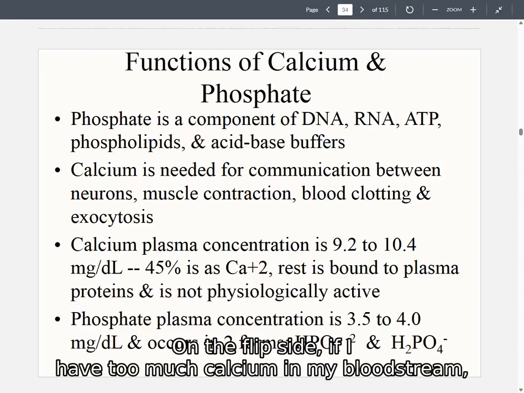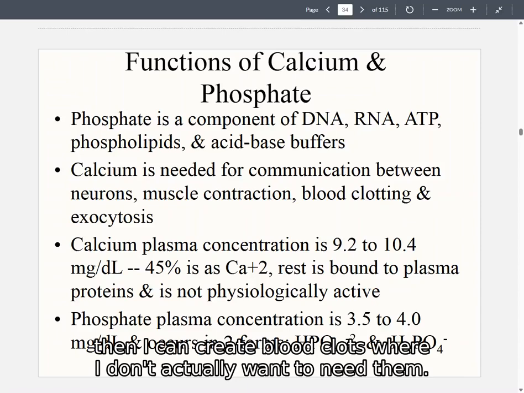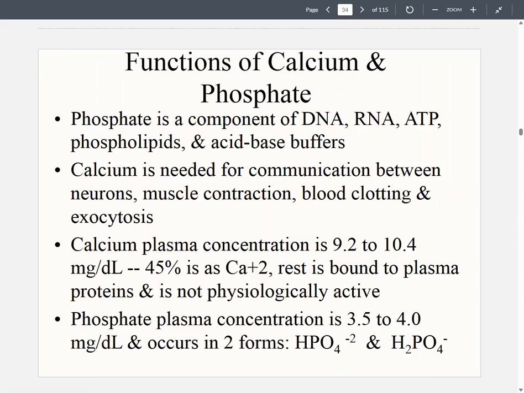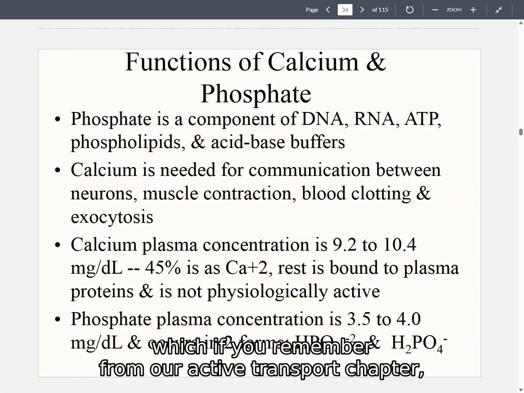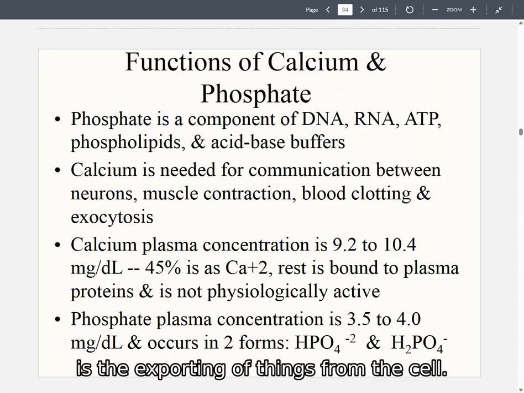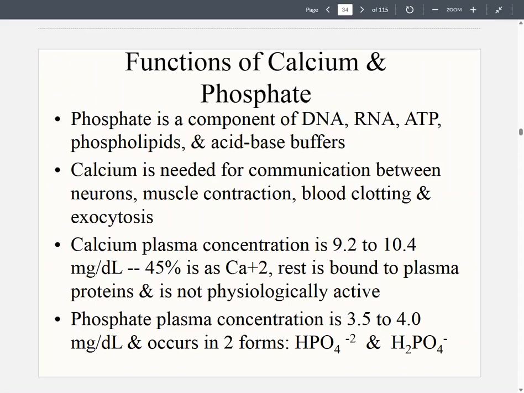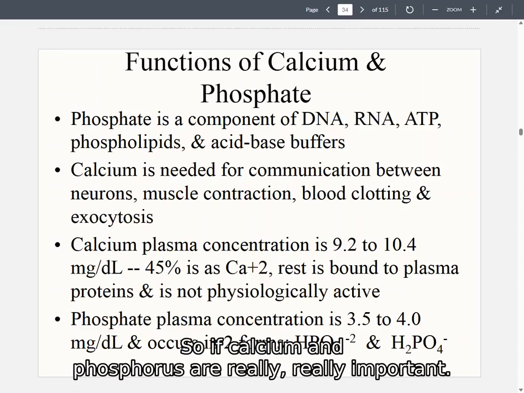On the flip side, if I have too much calcium in my bloodstream, then I can create blood clots where I don't actually want or need them. So there is a fine balance there. And then calcium is also involved in exocytosis, which, if you remember from our active transport chapter, is the exporting of things from the cell. So calcium and phosphorus are really, really important.